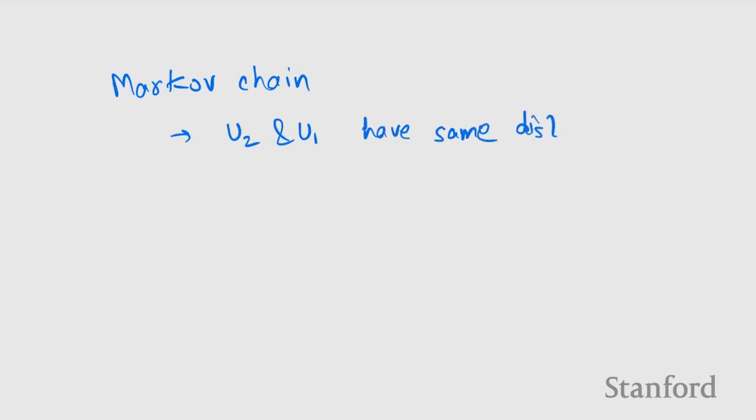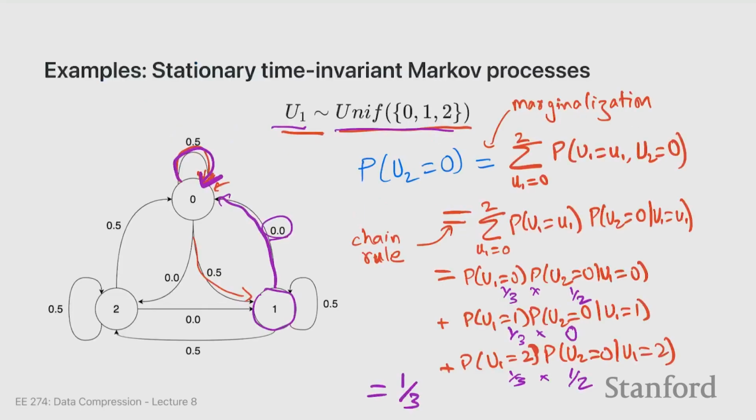So a quick note is that for a Markov chain, if you can show that u2 and u1 have the same distribution, that is enough to show that it's stationary. So this implies that it's a stationary Markov chain, and you can easily check that it is stationary here because u1 had a uniform distribution, and if you compute u2 equal to 0, u2 equal to 1, u2 equal to 2, you will again get the uniform distribution.